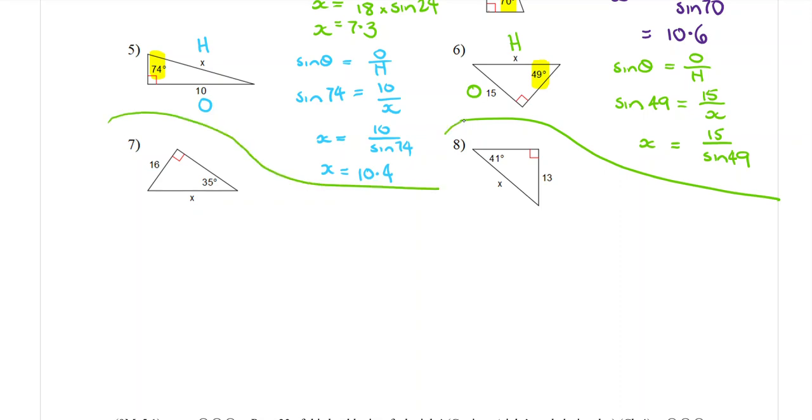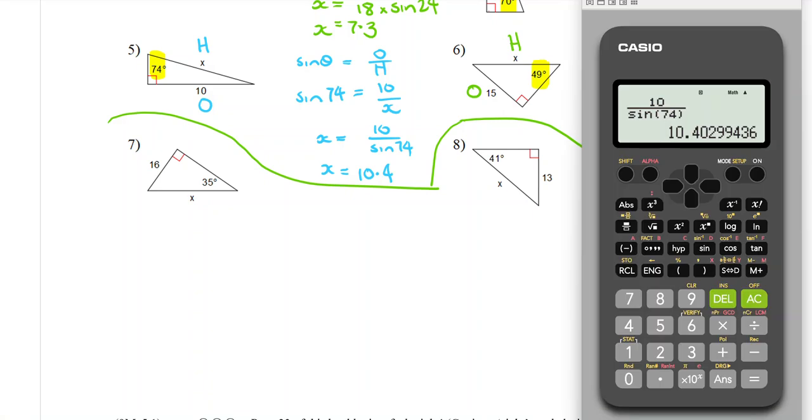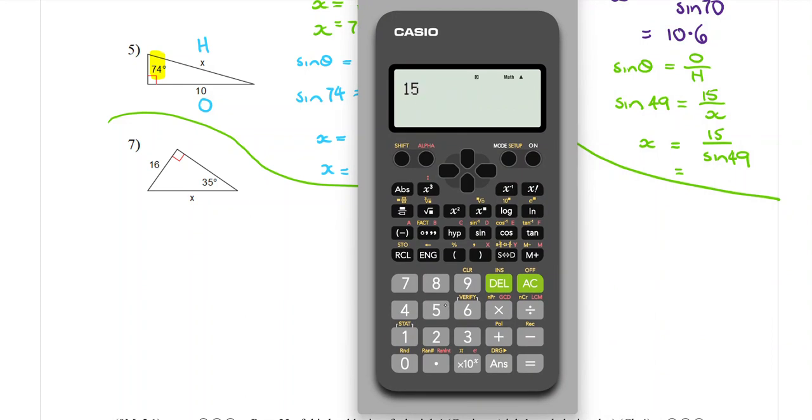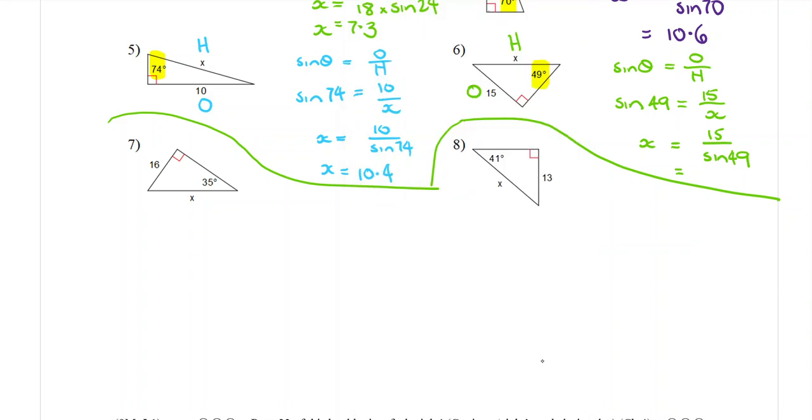Okay, so type that into your calculator. 15 over sine 49, close the bracket, equals, what is that? 19 point 9, good.